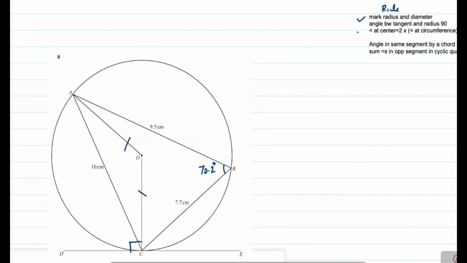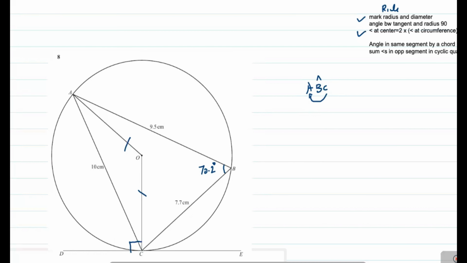Next is to mark that the angle at center is 2 times the angle at circumference. Now you see here the angle at circumference is ABC. For the angle at center, which chord is used to make this angle? The chord will be AC. You can find this chord by the first and last letter of the angle. Now AC will be the chord.